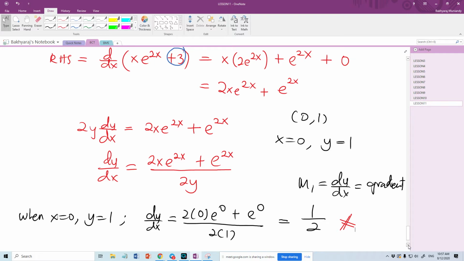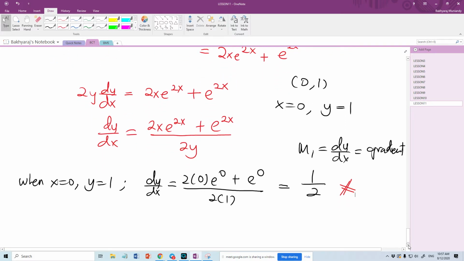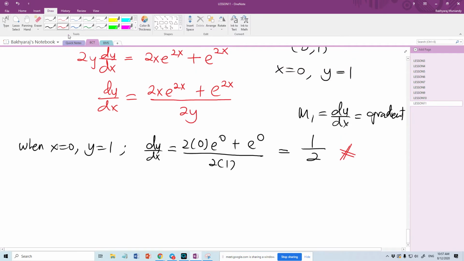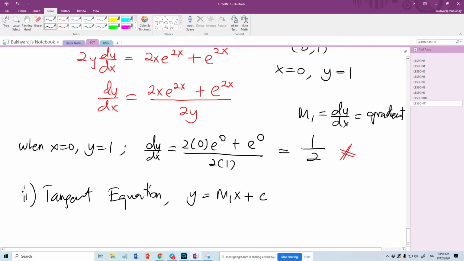Ya, correct. Betul. Last answer dia ialah y equal 1 over 2 x plus 1. Very good. Okay, so I go for the answer. Number 2, I want to get tangent equation. So tangent equation it says what? Equals to y equal m1x plus c. So since you already have the gradient, which is 1 over 2, so we can replace the m1 equals to 1 over 2. So here I get this.